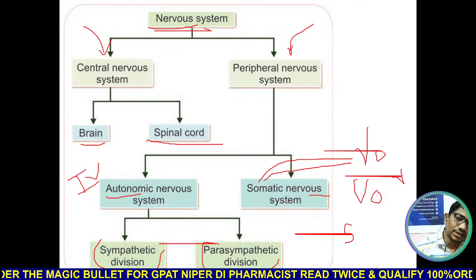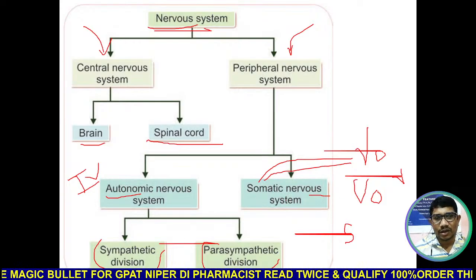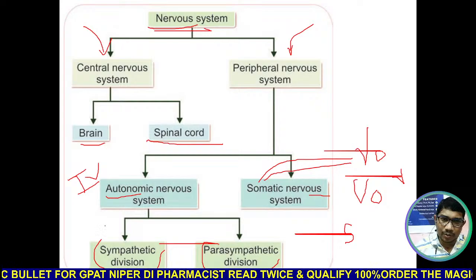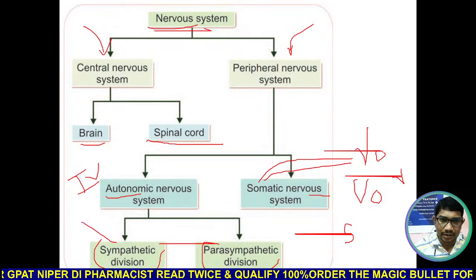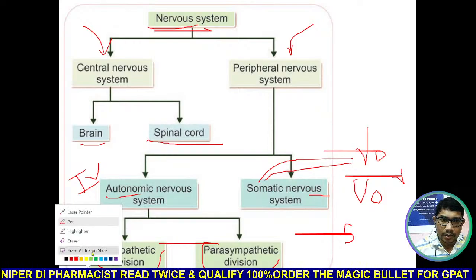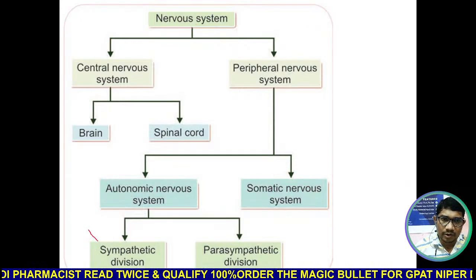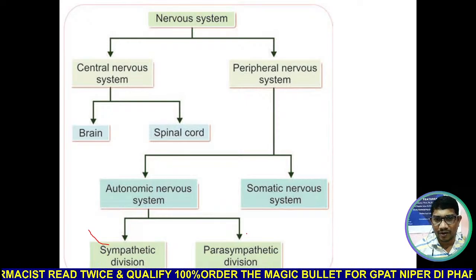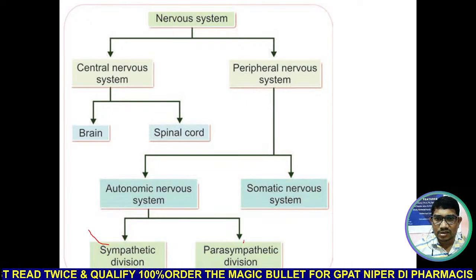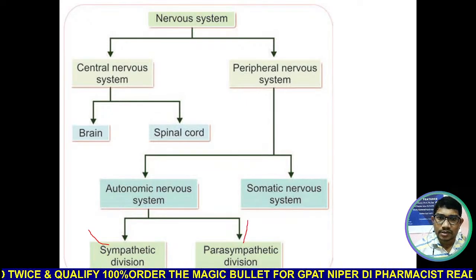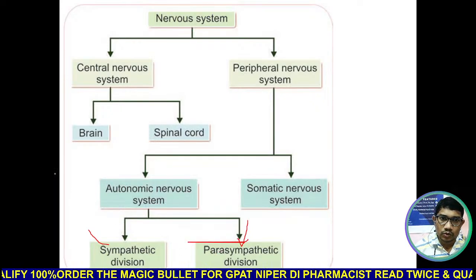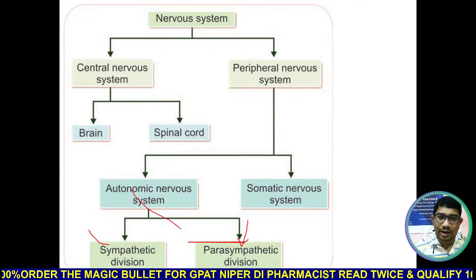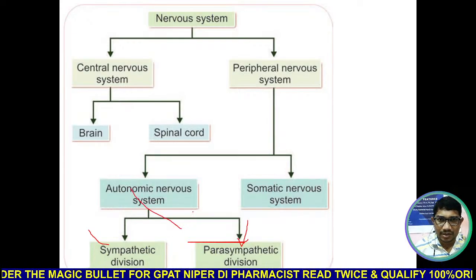But what does the autonomic nervous system mean? That is not under voluntary control. In that also you have two parts. The sympathetic nervous system prepares you for either fight or flight. The parasympathetic nervous system prepares you for energy conservation. So the autonomic nervous system is again divided into two parts, sympathetic and parasympathetic nerves.